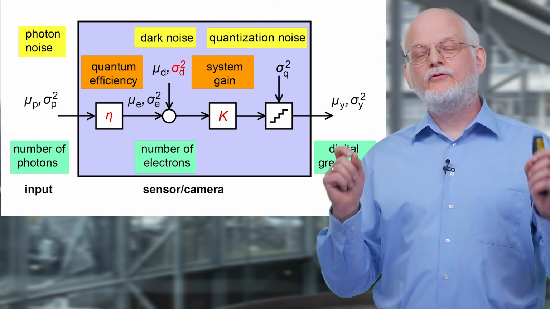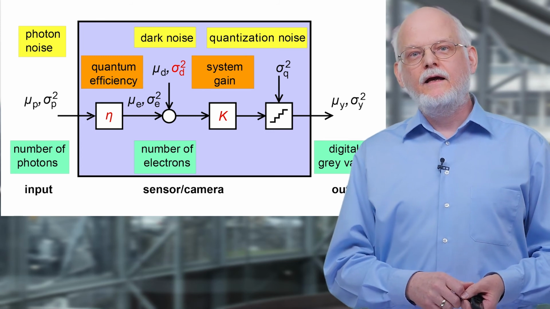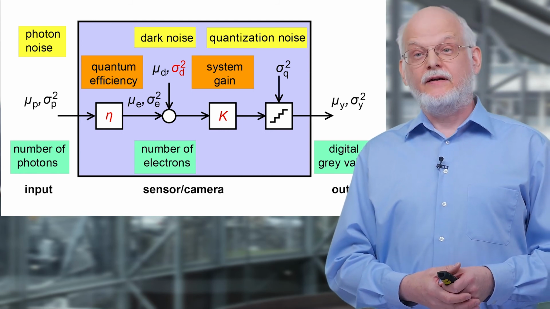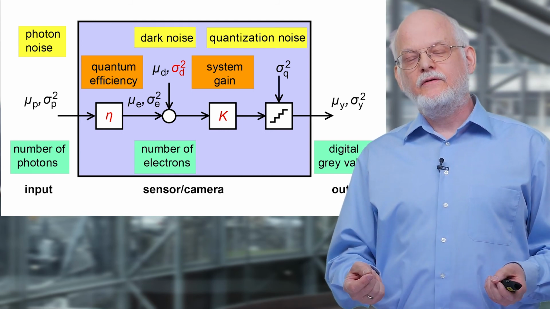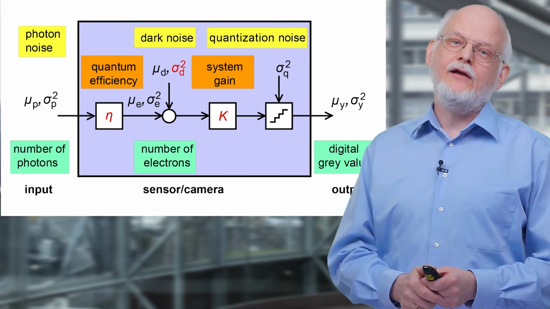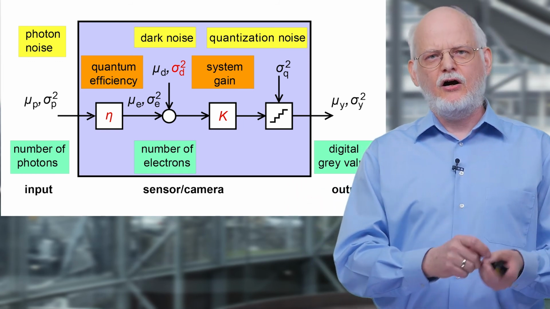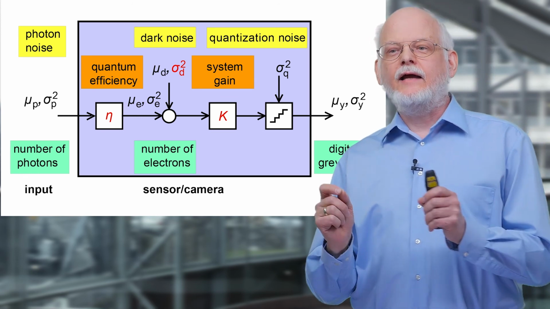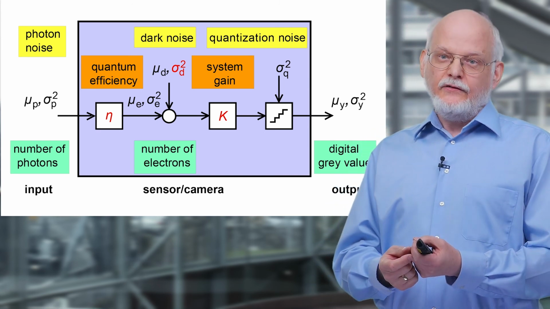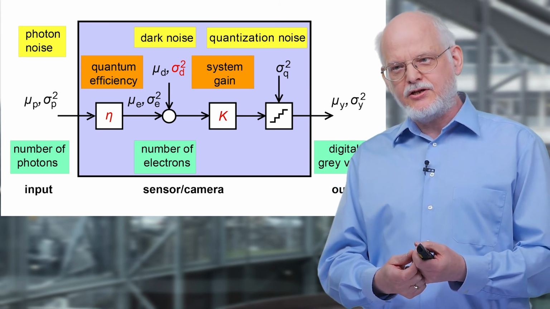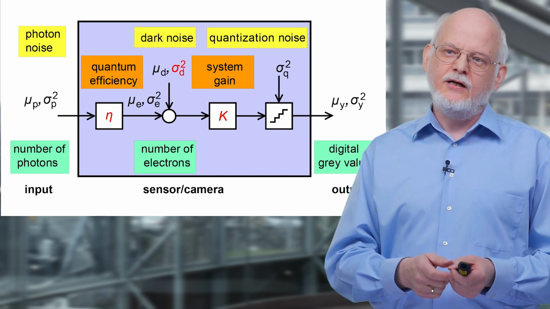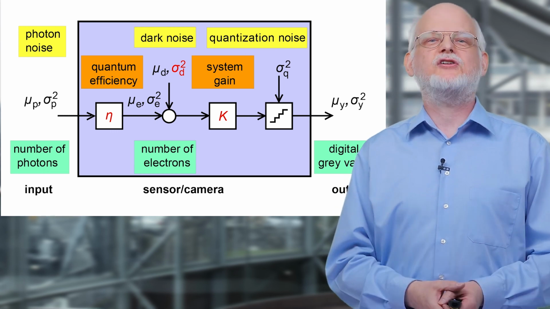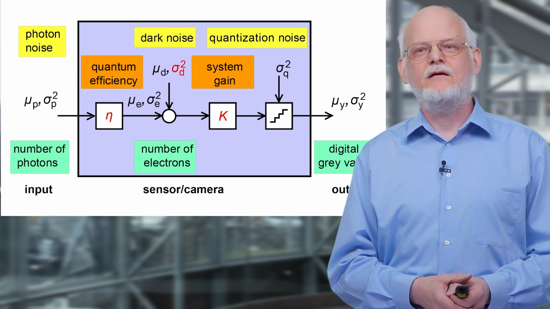These three basic unknowns can be estimated by two measurements. First, the mean digital gray value has to be measured as a function of the number of photons. This is the sensitivity curve. And secondly, the variance of the noise in the image has to be measured as a function of the mean digital values. Then, after these measurements, we know all these three basic parameters.